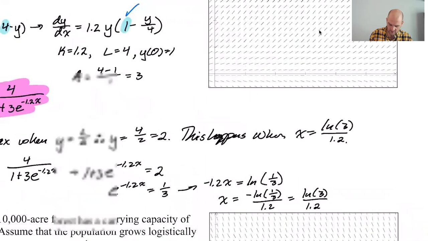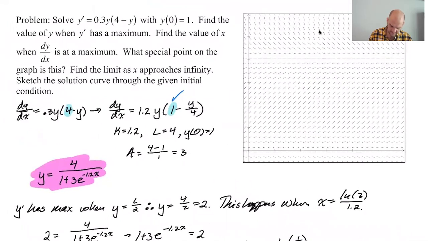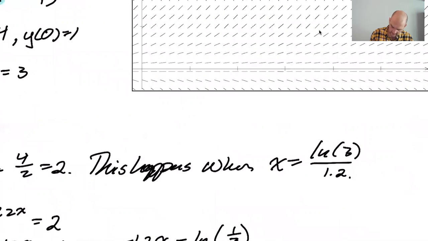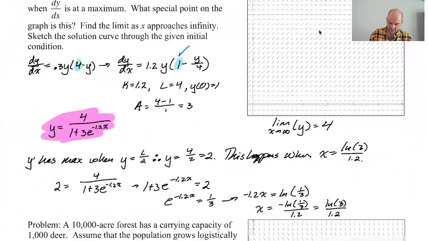And then we're also supposed to, oh my God, find the limit. Where are you supposed to do all of this? The limit as x approaches infinity of y is equal to 4. I mean, we've known that since like the first line of the problem.